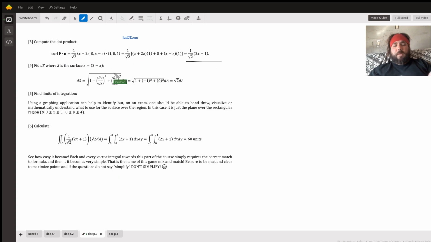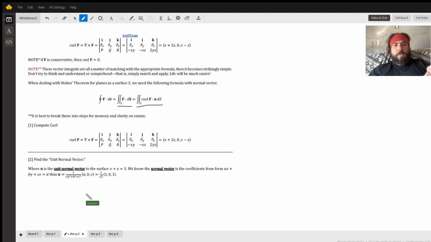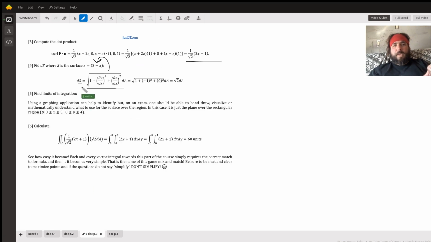Now you take that. Now you have to find dS, the surface element. The surface is a formula right here that you just plug in the partial derivatives of the original function of that plane surface that is going over there. You plug that into the dS part, and then that converts you into dA. And then now you take your dA and you put it into the formula with the dot product of the normal vector and the curl. And then you find your limits.